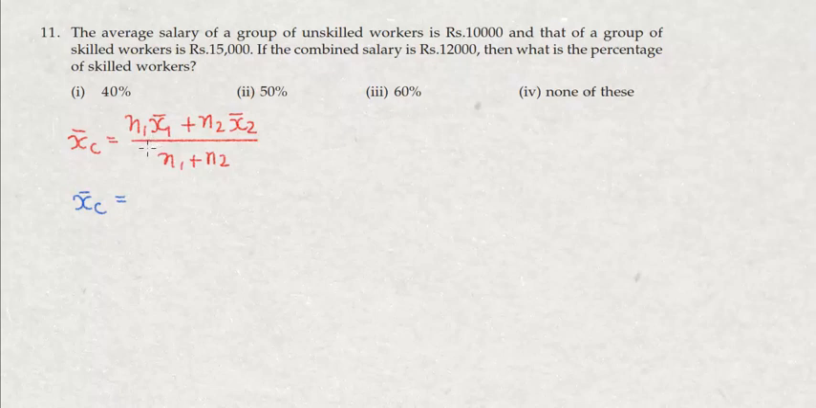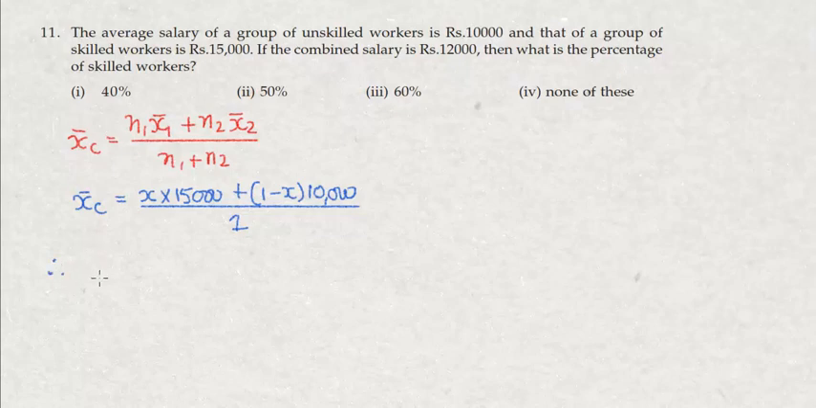Suppose my n1 is the proportion or percentage of skilled workers, then we presume it x, and x bar 1 is given, the salary of a skilled worker is 15,000, so we multiply it by 15,000 plus n2 is the proportion of unskilled workers, so we can write it down 1 minus x. X is the proportion of skilled workers, total proportion is always 1, so the remaining proportion, that is 1 minus x, is the proportion of unskilled workers, and x bar 2, the salary of unskilled workers, is given 10,000. This will be divided by the total proportion n1 plus n2, and it is 1 in our case.